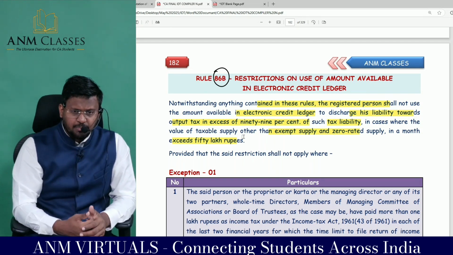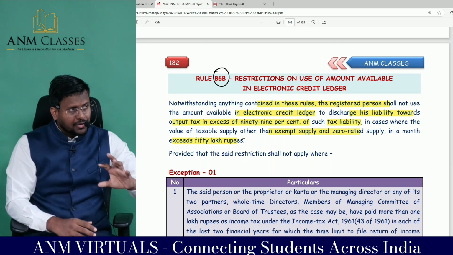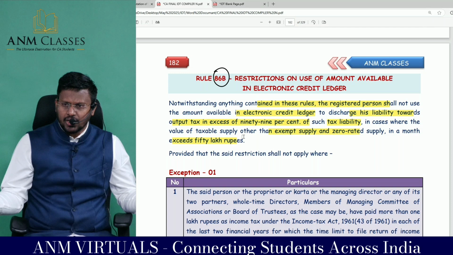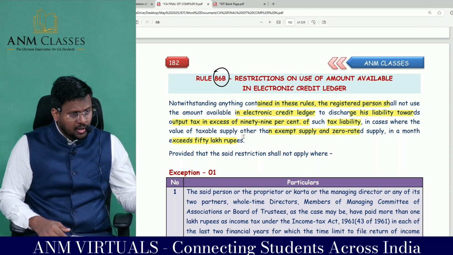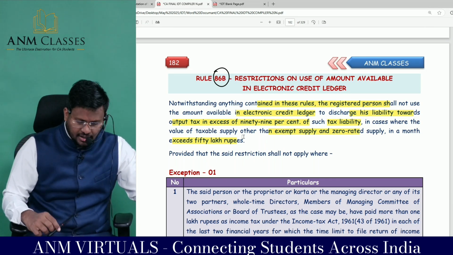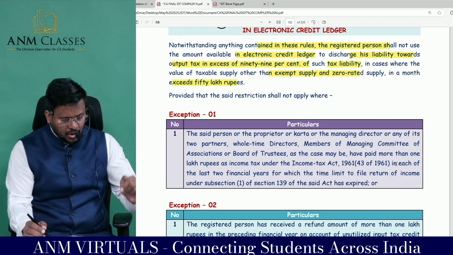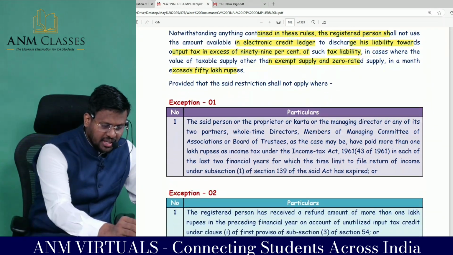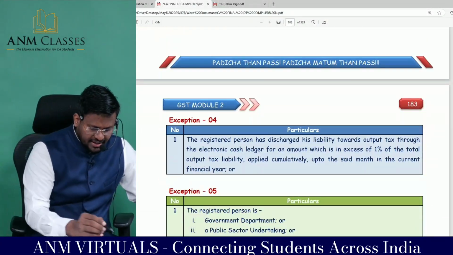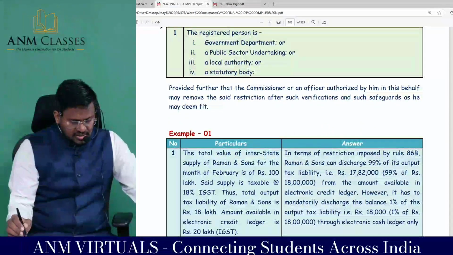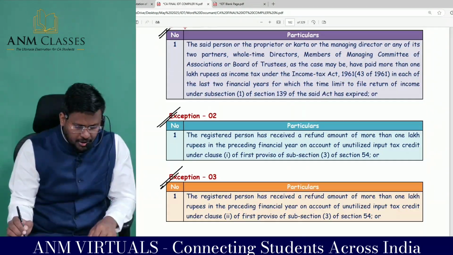If the taxable supply is more than 50 lakhs, then you are not entitled to claim 100% of the output tax payable from the electronic credit ledger. You can claim only 99% of the output tax payable as ITC from the electronic credit ledger, provided that the said restriction shall not apply where. For this restriction, Rule 86B, we have exception number 1, 2, 3, 4 and 5. In these 5 exceptions, my dear students, this 99% restriction will not be applicable.